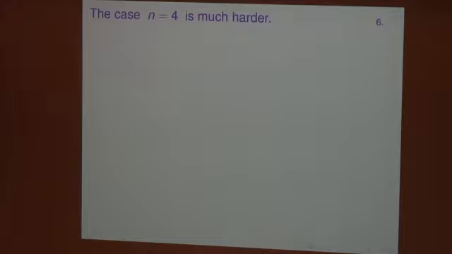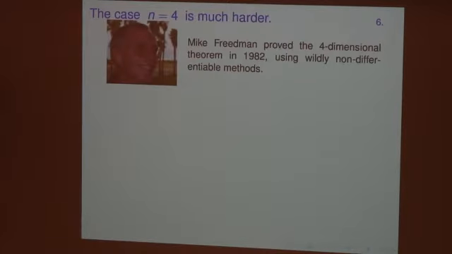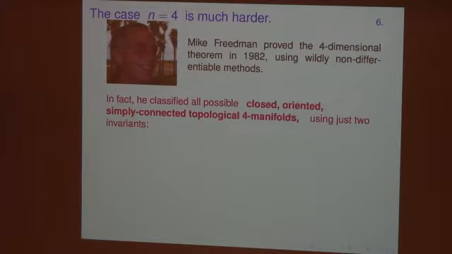So the four-dimensional case was the first one to fall. And this was some amazing work by Mike Friedman. And it was very definitely not a smooth proof. It used very wild topological constructions in order to prove the four-dimensional theorem. And in fact, he proved much more. He gave a classification of all closed, simply connected four-dimensional manifolds.